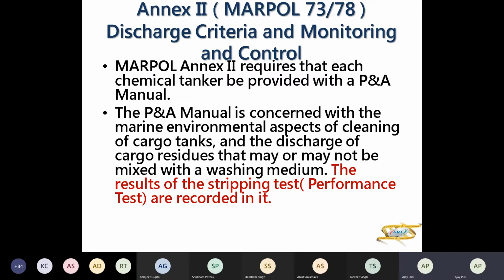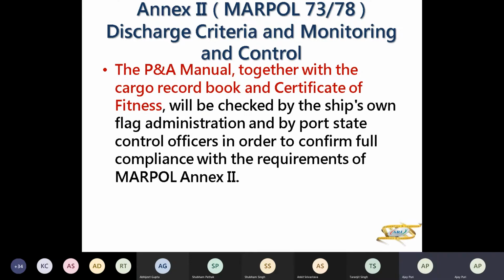So this is concerned with the marine environmental aspects of cleaning of cargo tanks and discharge of cargo residues, which may or may not be mixed with washing medium. Now for the stripping test or the performance test, the record should be maintained in the P&A manual. The P&A manual also will have the contingencies during discharging, like your pump is not working or the valve is broken, so what actions to be taken, or heating coil not working. So all that will be mentioned in the P&A manual. So P&A manual is mandatory.